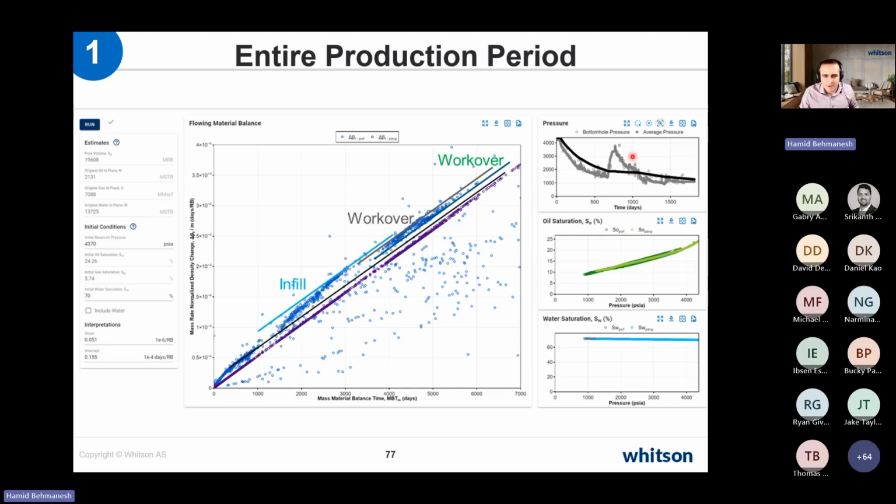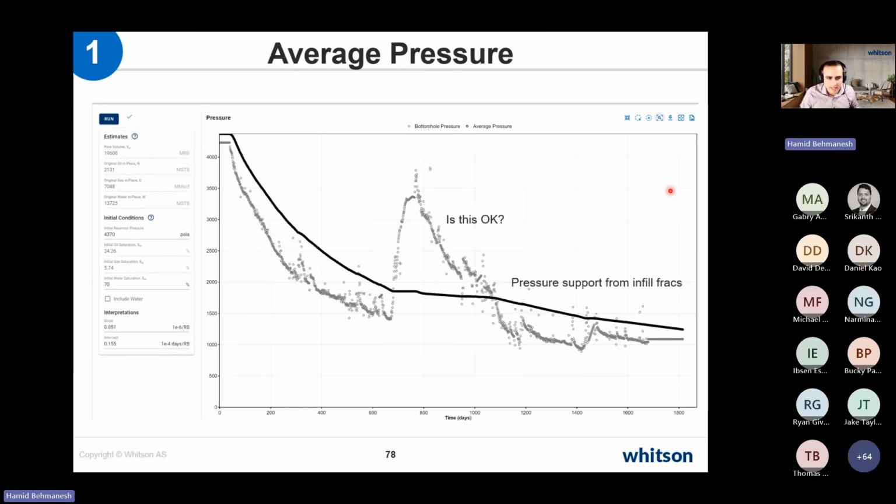On the bottom hole pressure, we know that this is the impact from the infill, so we can safely ignore it. When those interruptions are gone, we again preserve the criteria that the average pressure is above the saturation pressure. So this is exactly it.